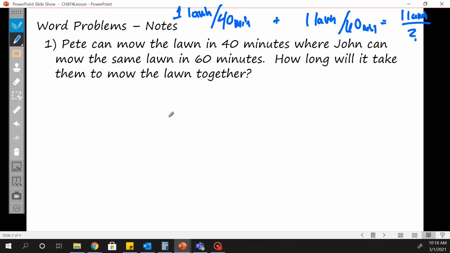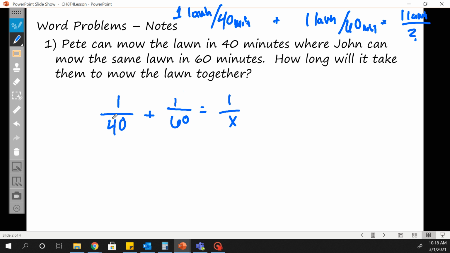Okay, so we can set this up as an equation. So we have one lawn in 40 minutes plus one lawn in 60 minutes equals one lawn in x minutes. I don't know how many minutes it's going to take them together. Okay, so of course there are numerous ways to do this type of problem. We could do a common denominator. Well, we're going to have to do a common denominator anyways. So in order to add these two together, we're going to have to do a common denominator anyways.